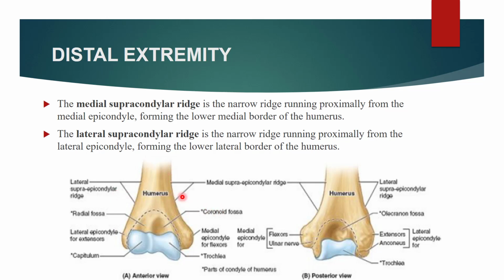The medial supraepicondylar ridge is a narrow ridge running proximally from the medial epicondyle, forming the lower medial border of the humerus. And the lateral supracondylar ridge or supraepicondylar ridge is a narrow ridge running proximally from the lateral epicondyle and forming the lower lateral border of the humerus.